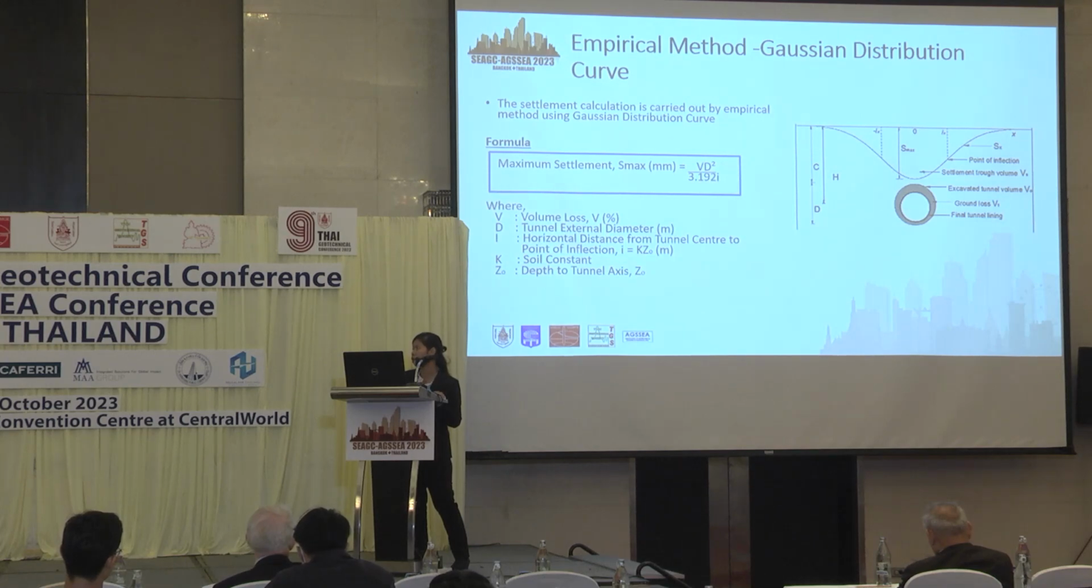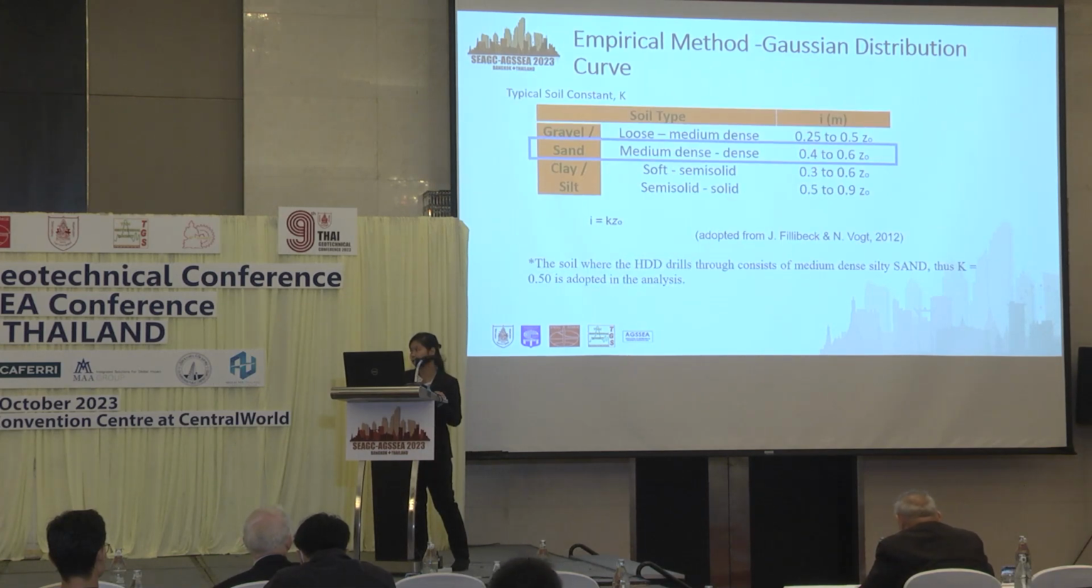For the empirical approach, we are using the Gaussian distribution curve, and the formula is as shown in the blue box. The maximum settlement S max is equal to V d squared over 3.192 i, where V is the volume loss, D is the tunnel external diameter, i is the horizontal distance from the tunnel center to the point of inflection, where i equals K times Z, K is a soil constant, and Z is the depth of the tunnel axis. For this project, this is the typical soil constant that we can use. Since the HDD work is drilling through medium dense silty sand, for this analysis we are adopting 0.5.